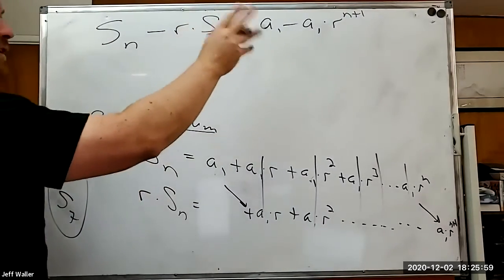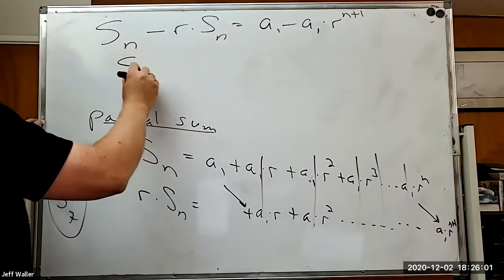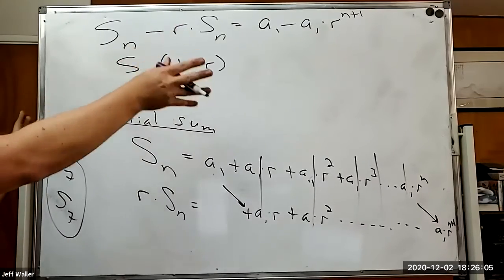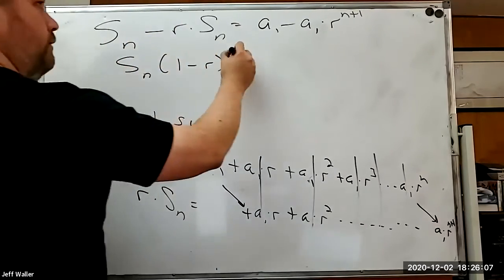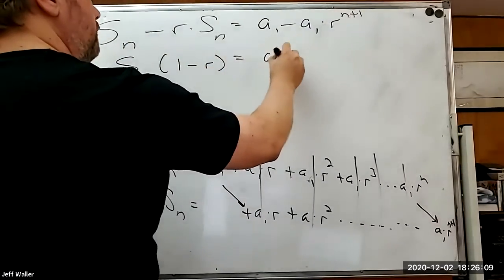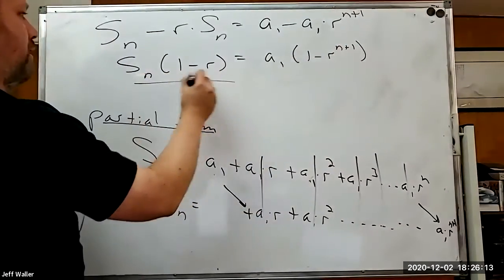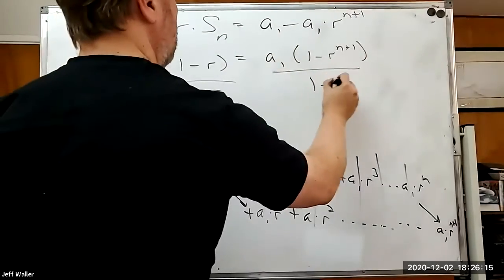All right, now watch. I'm going to keep going because I'm insane. Sn times 1 minus r. Is that cool? A little factoring. Ooh, a little factoring. And then I can factor this, and then I can divide by 1 minus r.